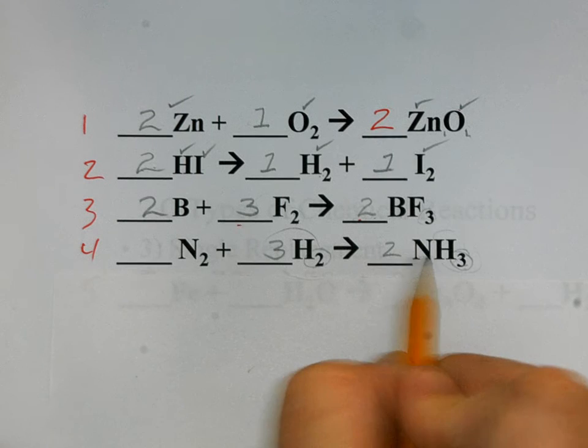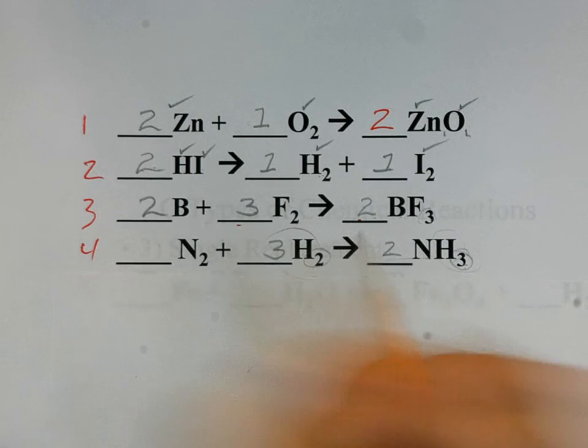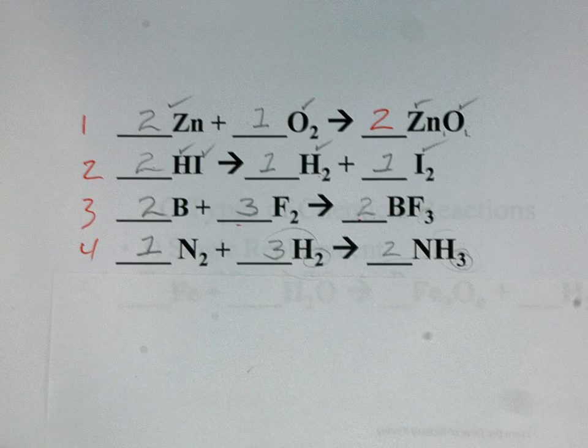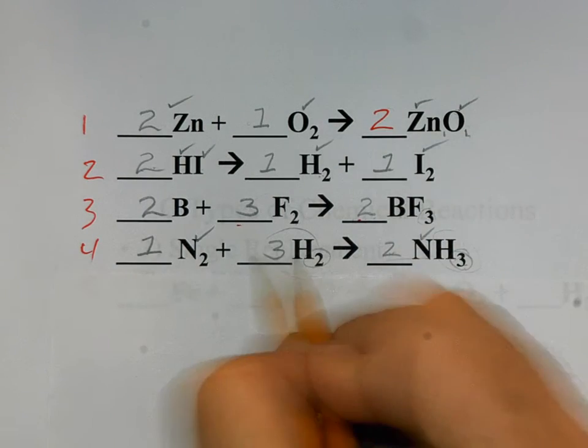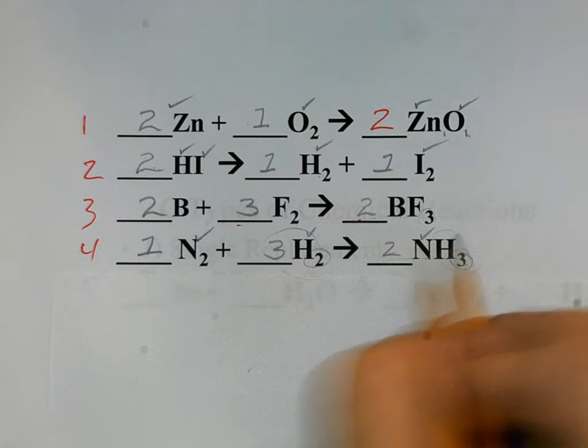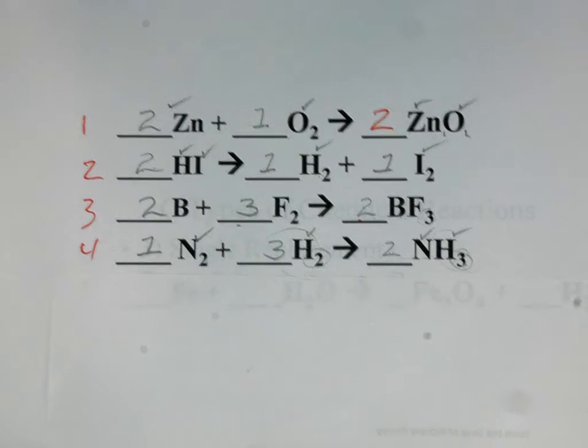We've got 2 nitrogens here. Oh, look at that, 2 nitrogens, so just put a coefficient 1 in front. This is now balanced: 2 nitrogens, 2 nitrogens, and 6 hydrogens, 2 times 3 is 6 hydrogens. It is a balanced equation.